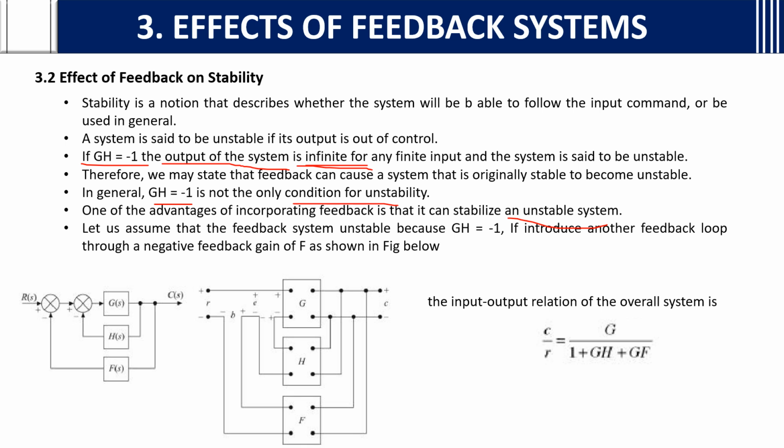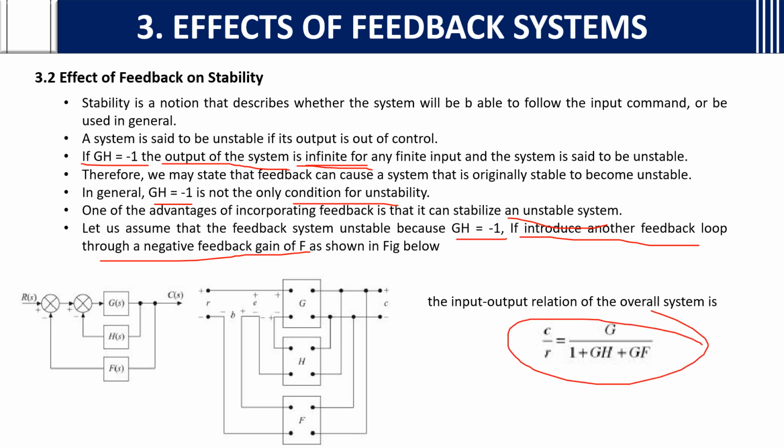Let us assume that the feedback system is unstable because GH is equal to minus 1. Now introduce another feedback loop through a negative feedback gain of F, as shown in the figure below. Now the input-output relationship will become G by 1 plus GH plus GF.